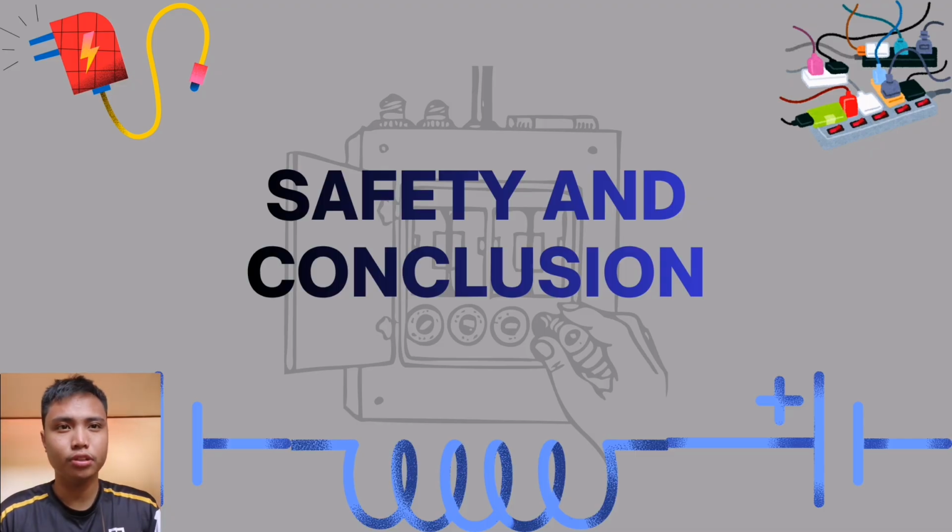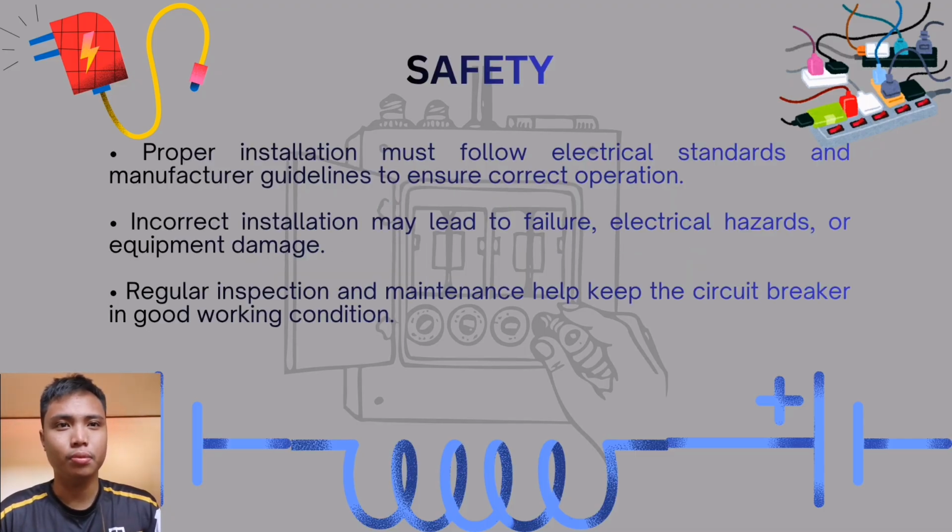Now let's discuss some important safety tips when using circuit breakers. First, proper installation is very important. Circuit breakers should always be installed according to electrical standards and manufacturer guidelines. If they are installed incorrectly, they may fail to operate during a fault, which can lead to serious hazards such as electrical fires, equipment damage, or even injury. That is why installation should be done carefully, preferably by a qualified person.